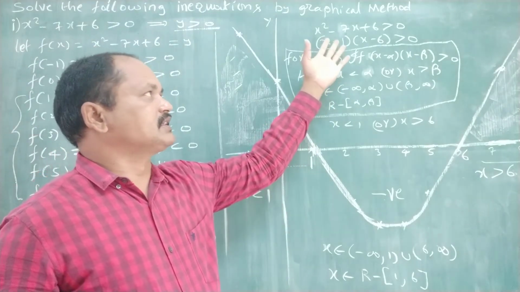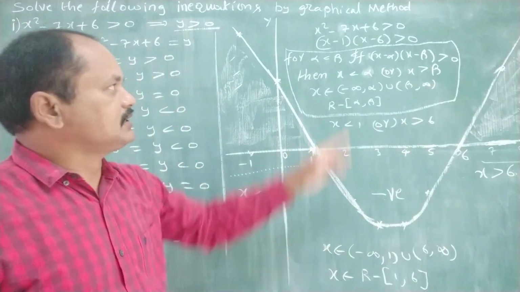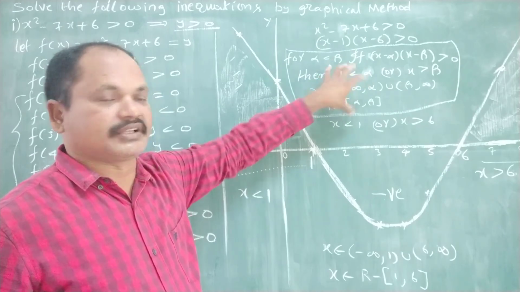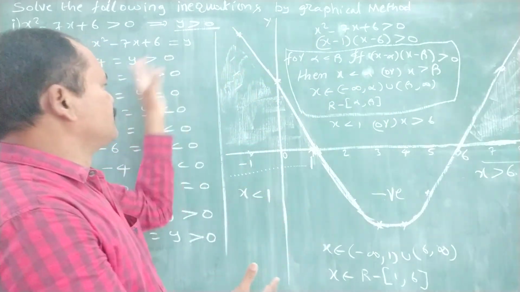That's why this part is the algebraic method, and this part is the graphical method. The two are mixing concepts.